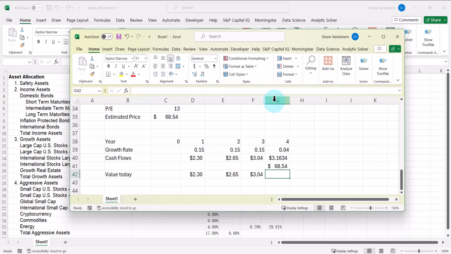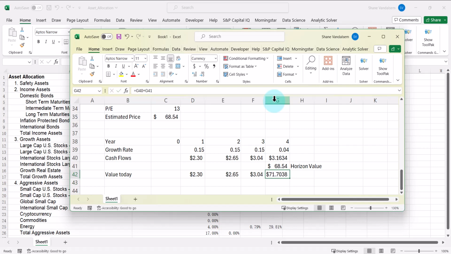We did that again. There were a few steps there. We calculated the earnings per share based on the dividend payout ratio. And then we multiplied that earnings per share by the expected price to earnings ratio of 13. So we expect to be able to sell the stock at the end of year 4 for $68.54.